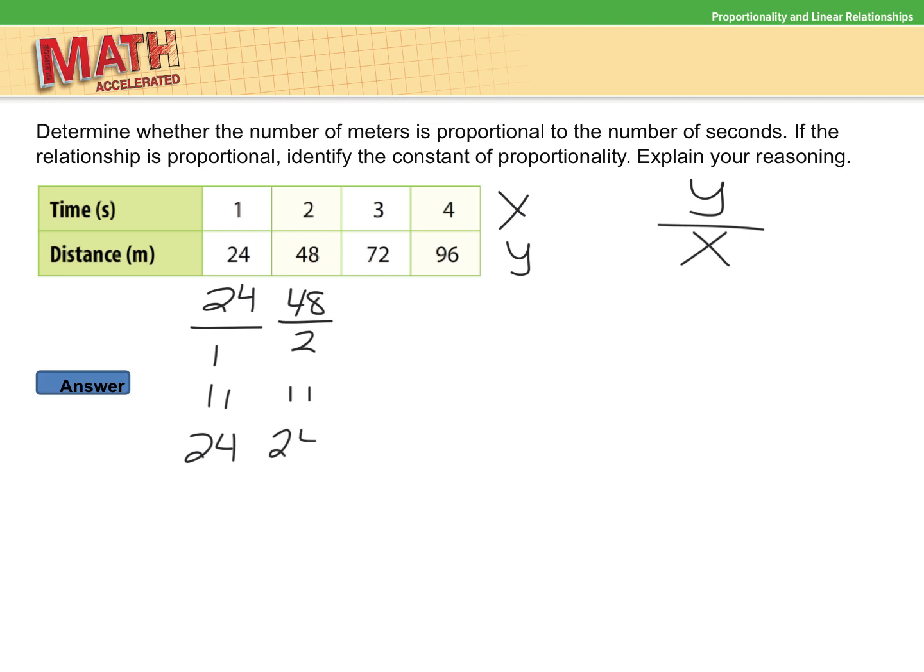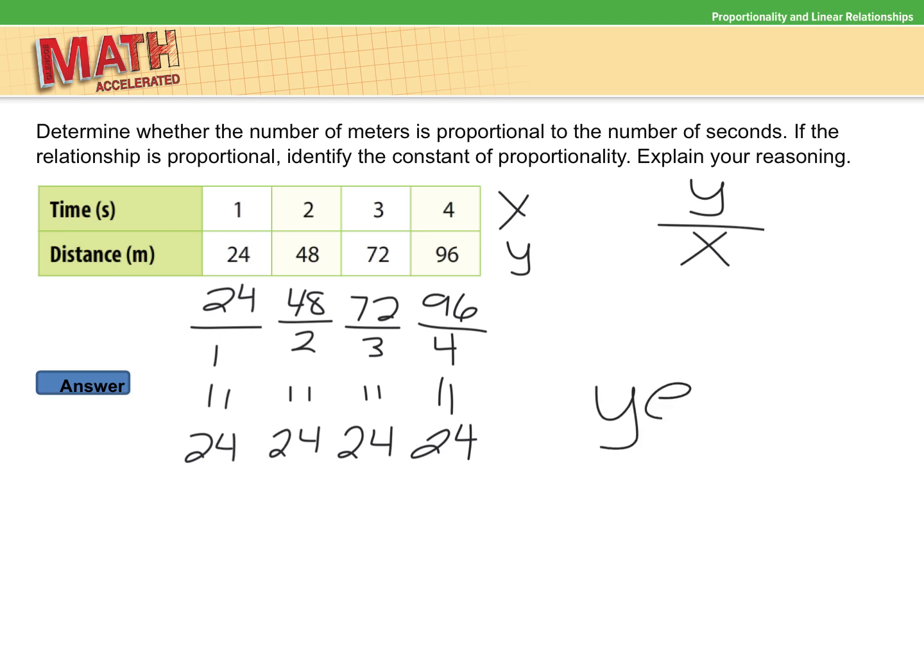Can we just assume? No, we've got to keep going. Next one, 72 divided by 3, which is 24. 96 divided by 4? 24. So in conclusion, yes, it is proportional.